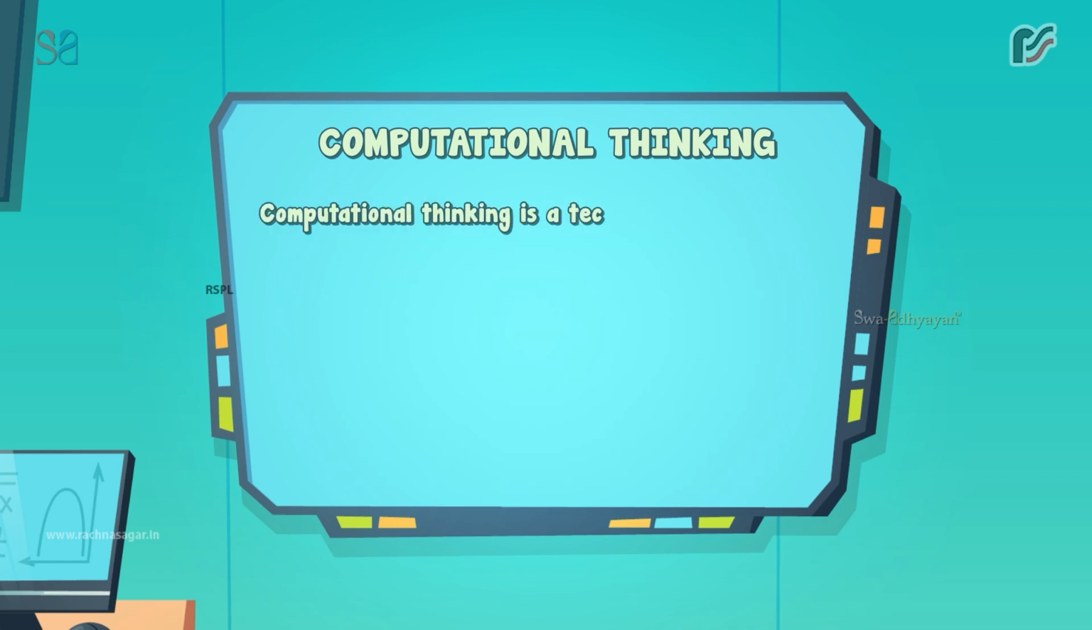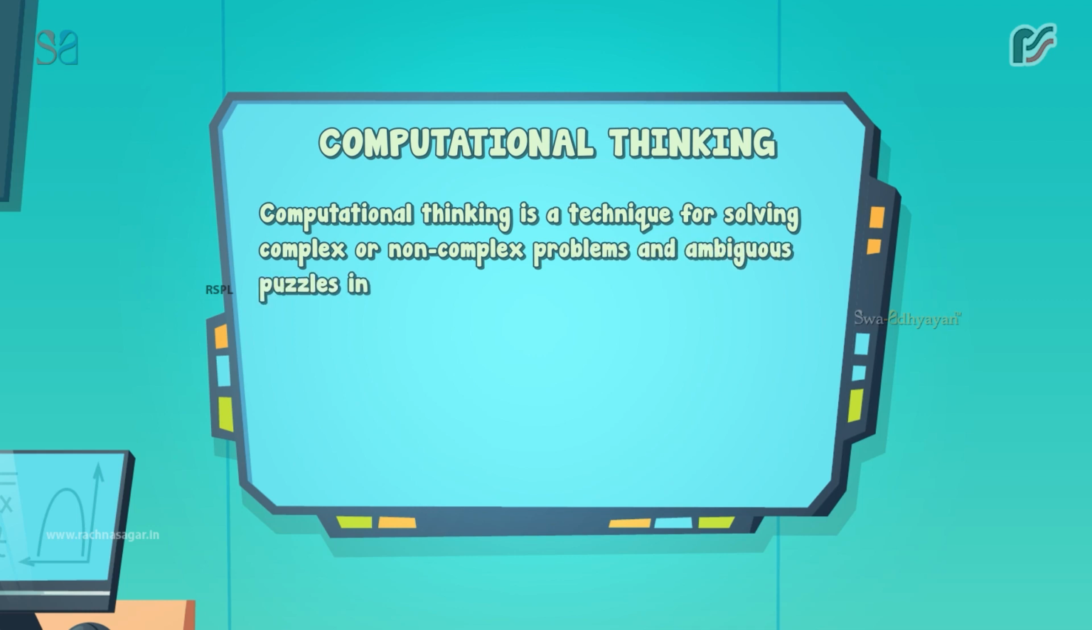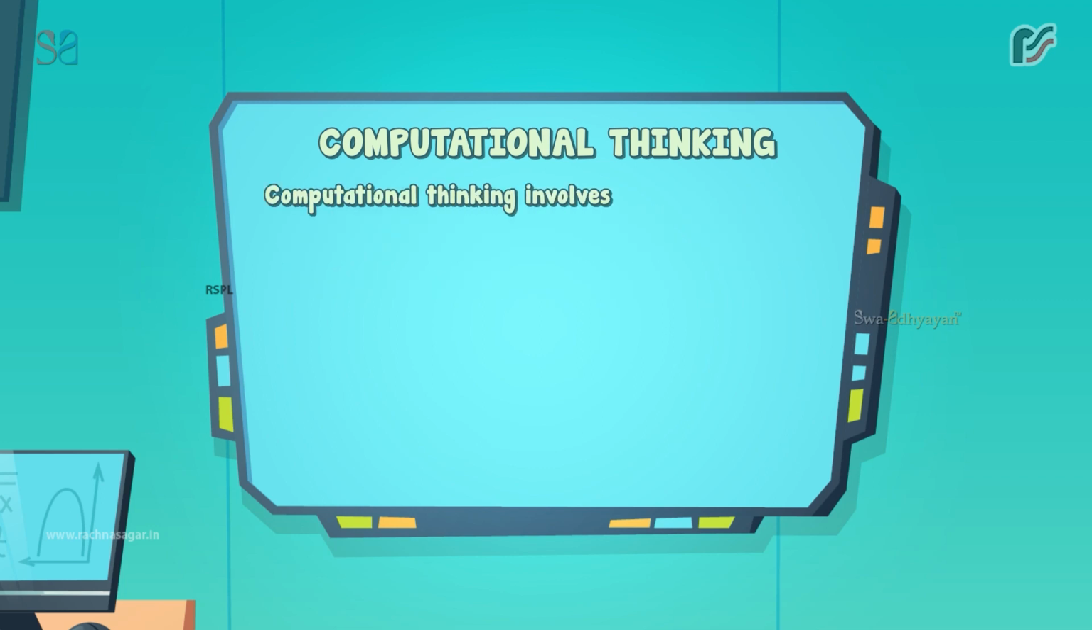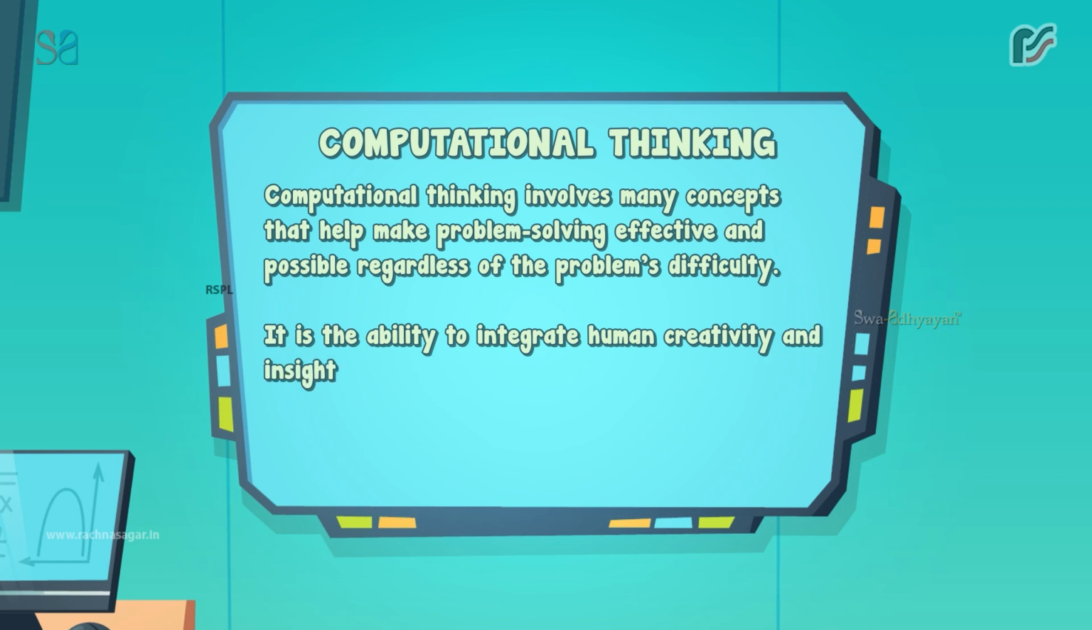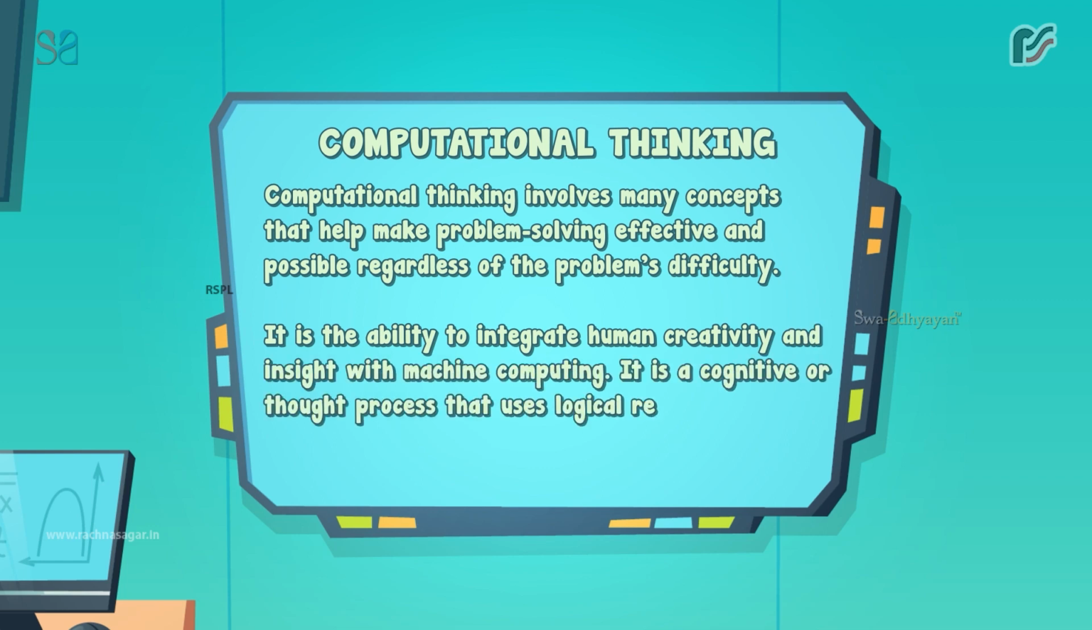Computational thinking is a technique for solving complex or non-complex problems and ambiguous puzzles in the field of computer science. It involves many concepts that help make problem solving effective and possible regardless of the problem's difficulty. It is the ability to integrate human creativity and insight with machine computing.